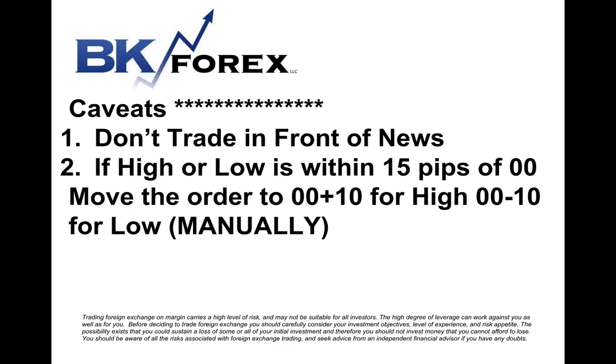So one thing that we do, if that happens, is move our entries manually to 10 points below the 00 level. So if we are selling, let's say we start at 85, we don't want to sell at 85. We basically go to 110 on the price. And conversely, if we're going to be buying at 15, we don't want to buy at 15. We're going to go down to 90, and we set the structure that way. So it's a very, very simple strategy.